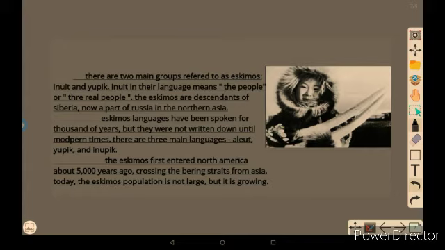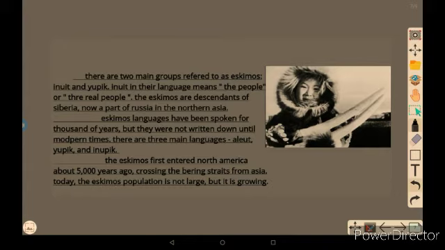Okay, descendants of Siberia. They lived in Siberia, which is now a part of Russia and Northern Asia too. They started living in Northern Asia and Russia also. Okay, what do you mean? So what do you conclude from the first paragraph?